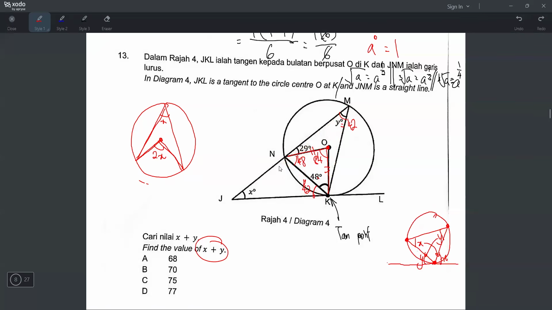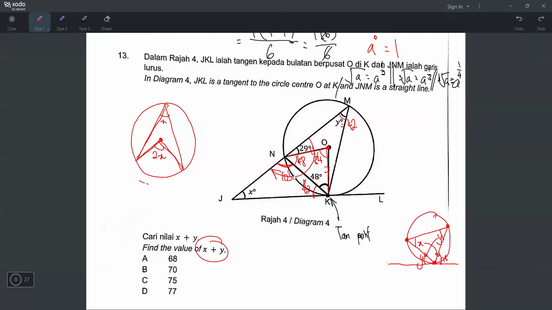Okay. How to continue? I'm trying to find x now, right? So I can find here. So find here first. How to find? The total here is 180. So 180 minus 29 minus 48, you get 103. Let me try. 29. Yeah.